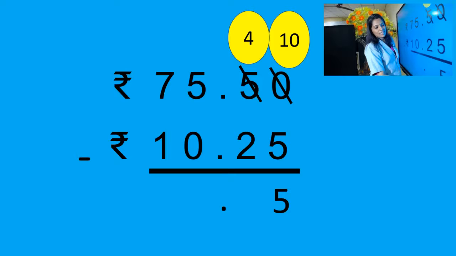Now you can see the answer is also there. 10 minus 5. How did you get 10 minus 5? Count from 5 to 10. After 5: 6, 7, 8, 9, 10. So you got 5. So the answer is 5 there. Now 4 minus 2. Count from 2. After 2: 3, 4. The answer is 2.